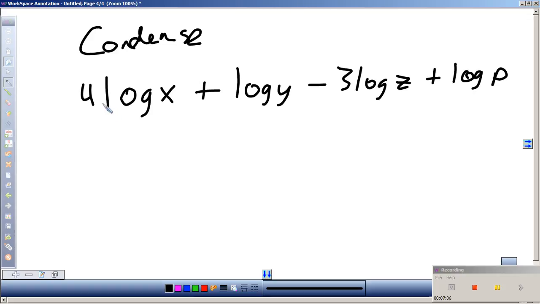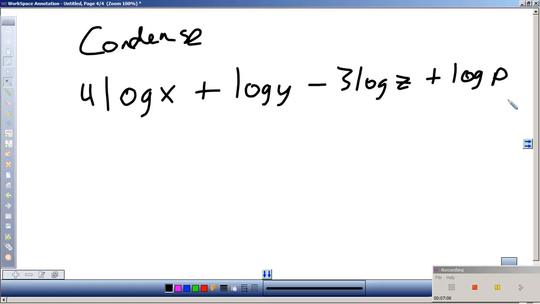So 4 log x plus log y minus 3 log z plus log z. Condense it into a single expression. Okay, one thing before we start: if we condense it, we need the same base on all the parts. We do have the same base, they're all 10 for all of them.